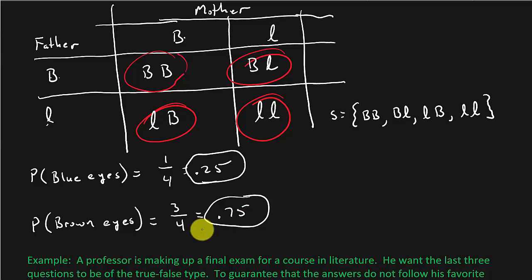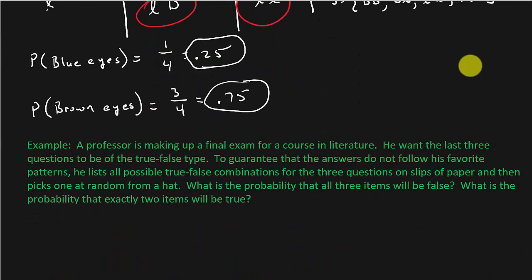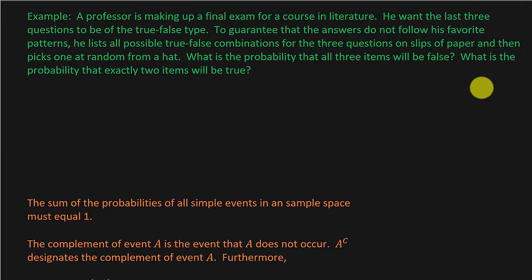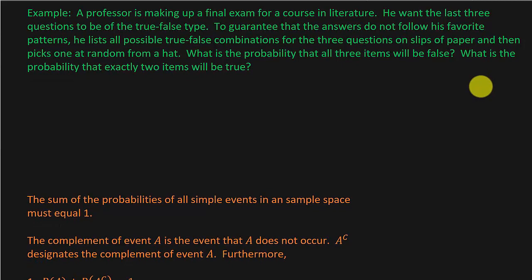75%. Okay, so sometimes it's not just going to come out and tell you, here's how many possible outcomes, here's how many successful outcomes. You may have to draw it up and write it out like we did here. That is a possibility. All right, so let's look at this one.